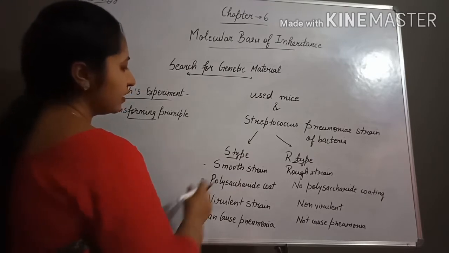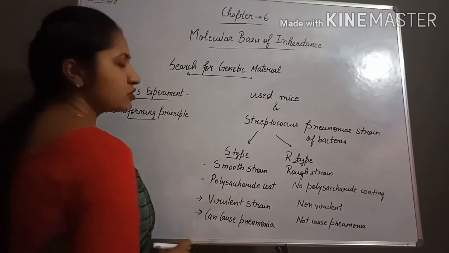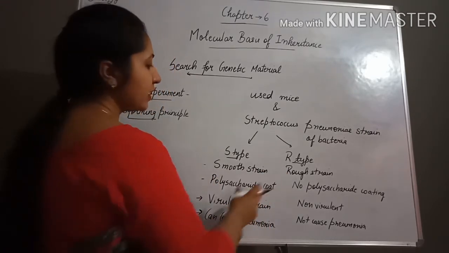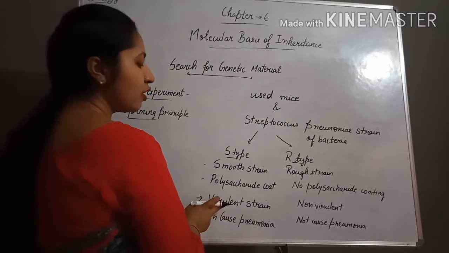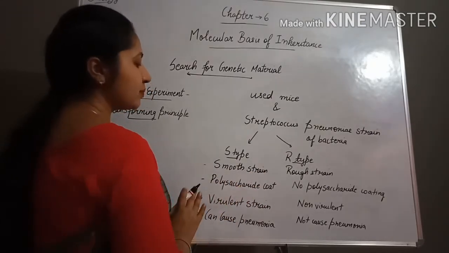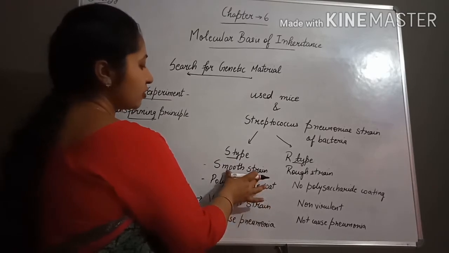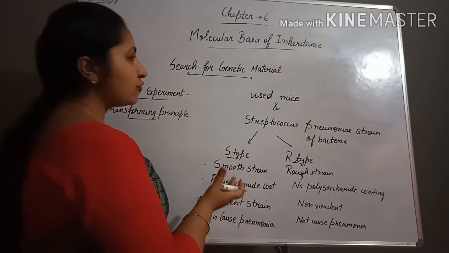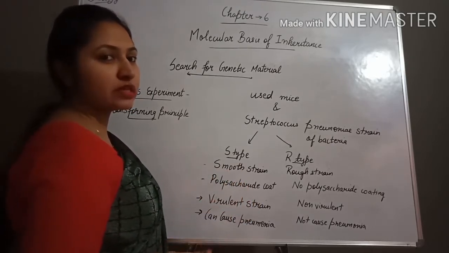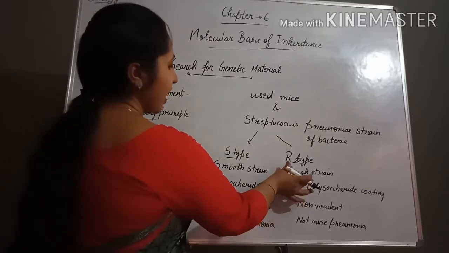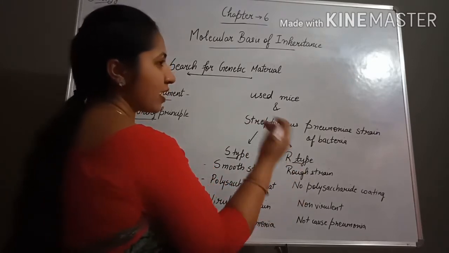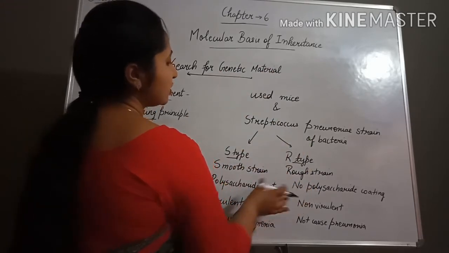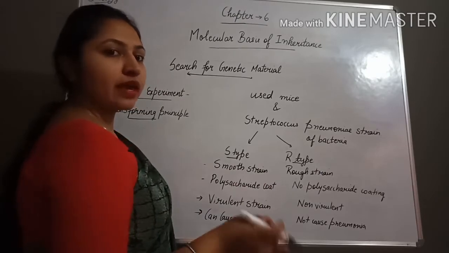Okay, let's see in detail. S type and R type. S type is also known as the smooth strain, and R is also known as the rough strain, and this is the non-virulent type and this is the virulent strain. Why are they known as smooth? Because they have a polysaccharide coating over their body, and they form smooth colonies when they grow over the agar medium. The rough strain is known as rough because of its rough surface over the body, and it produces rough colonies over the agar medium.